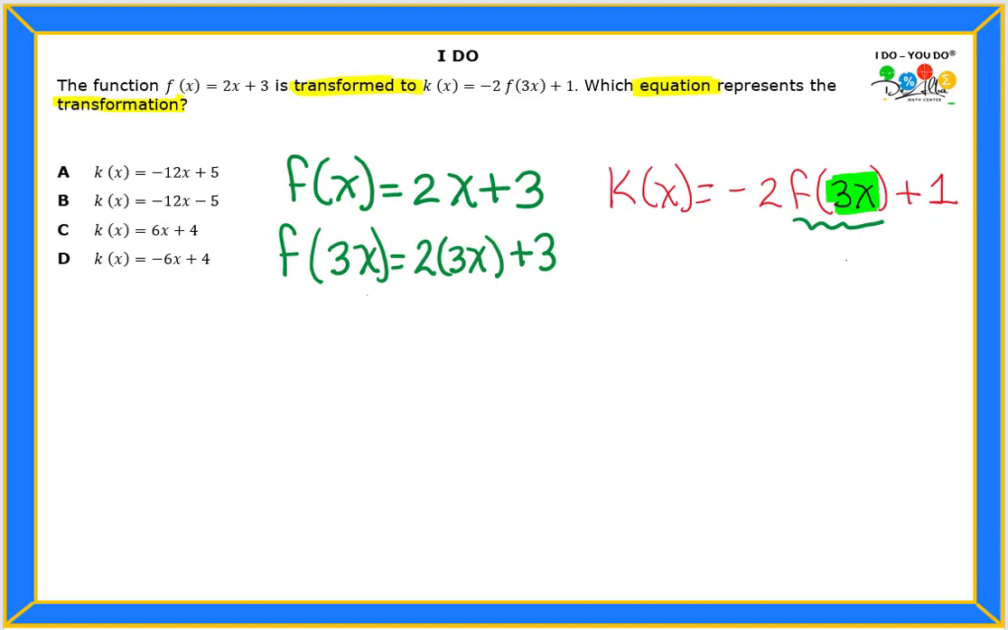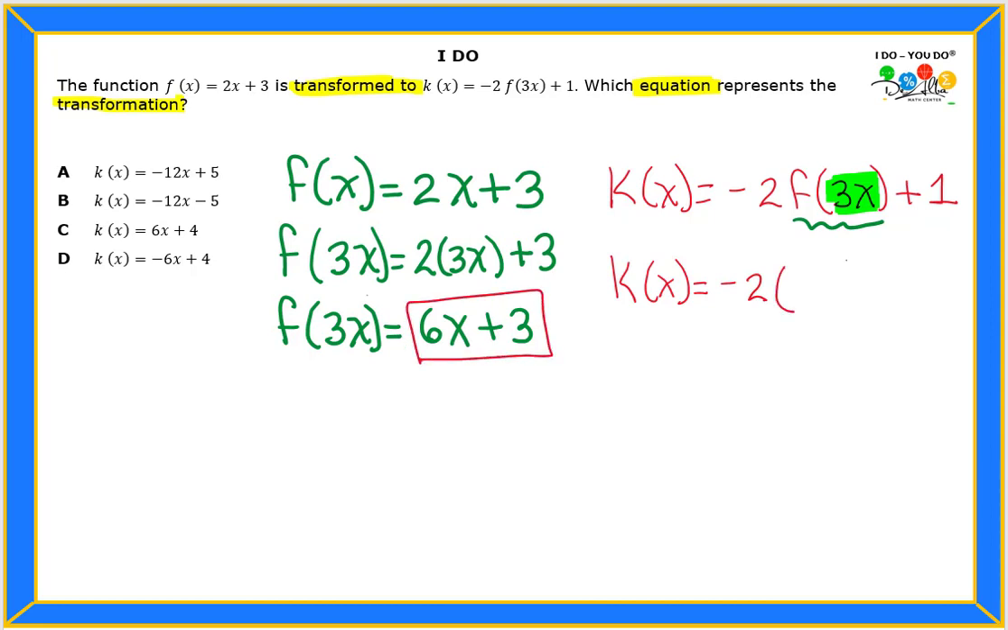Are you guys with me? I haven't done anything with the negative 2, neither the plus 1. So I first need to find out my f of 3x. And my f of 3x is going to be equal to, well, let's multiply 2 times 3 is 6x plus 3. Now I'm going to come back to my transformation. This is my k of x. And now I'm going to replace f of 3x with 6x plus 3.